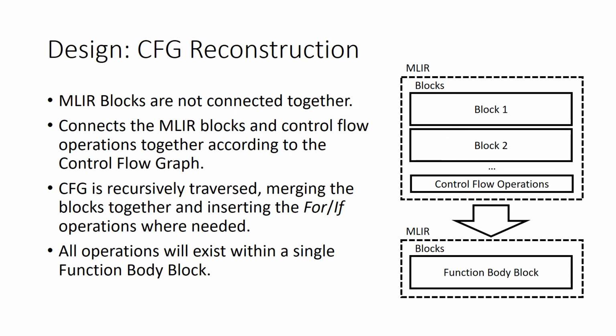So, all the operations have been generated. However, they are isolated into MLIR blocks with no branches connecting them. The control flow graph reconstruction stage is responsible for connecting the MLIR blocks and the control flow operations together in such a way that the control flow of the original LLVM IR function is reconstructed in MLIR. This is done by recursively traversing the CFG from the IR analysis and merging the MLIR blocks together, inserting the control flow operations where needed. By the end of this stage, all MLIR operations for this kernel should exist within one MLIR block, which we call the function body block.